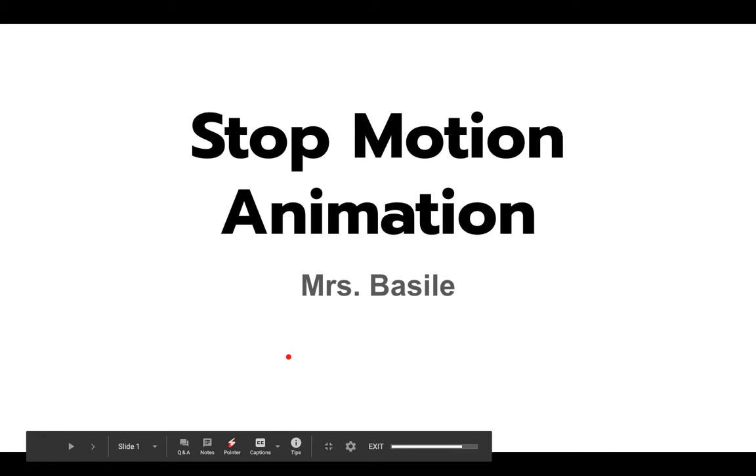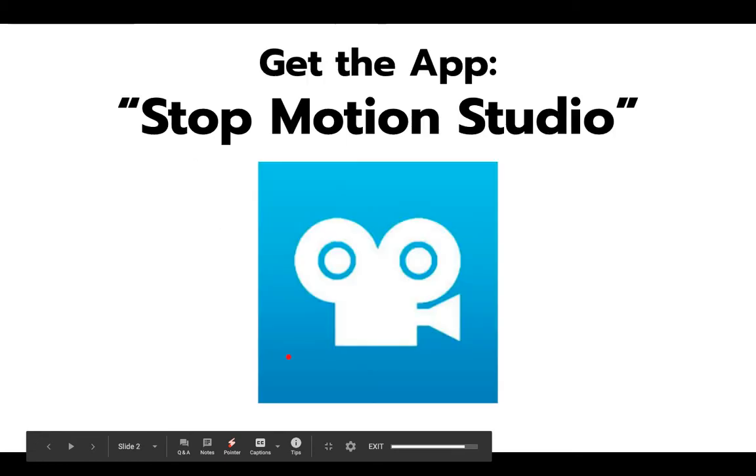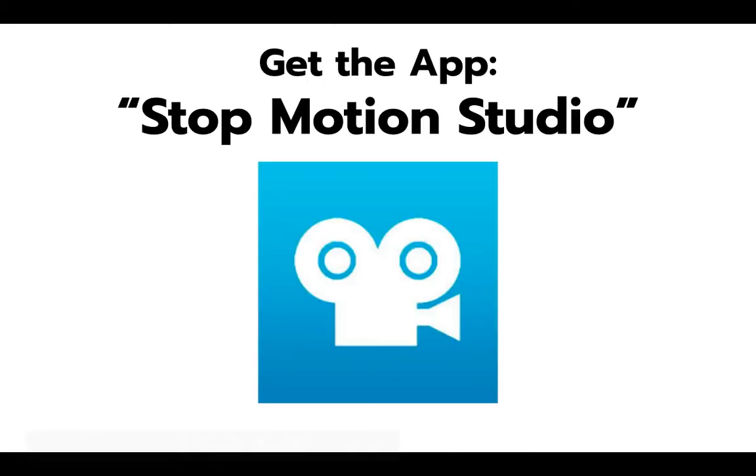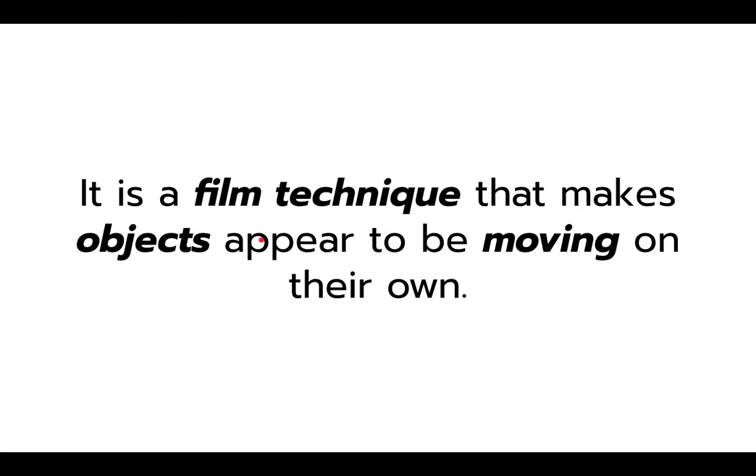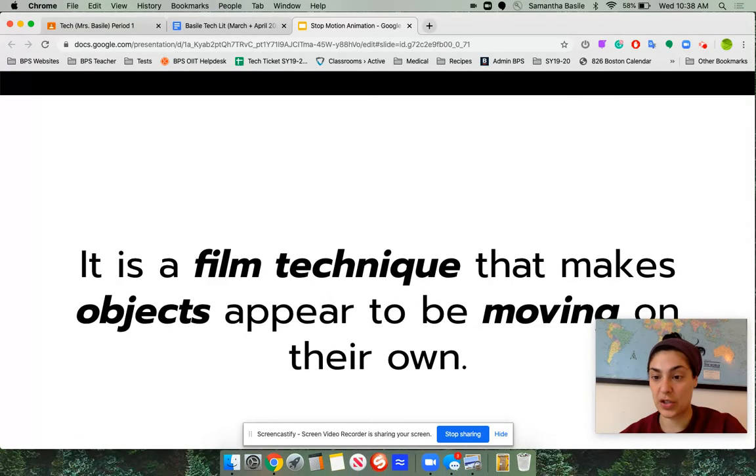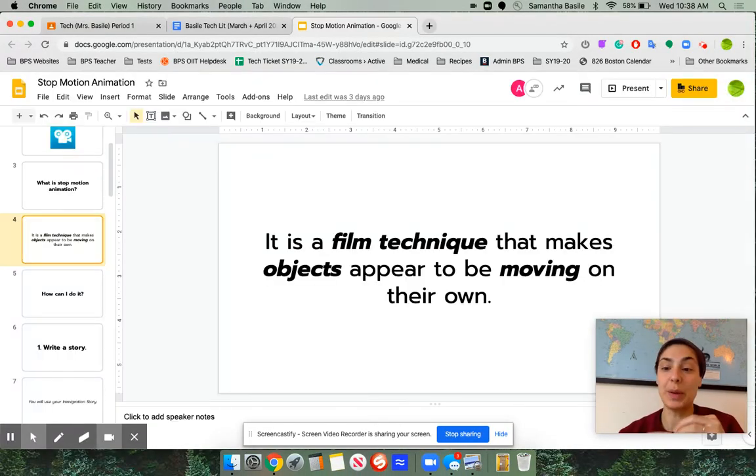Stop motion animation. On your phone, please get the app. It's called Stop Motion Studio. What is stop motion animation? Stop motion animation is a film technique that makes objects appear to be moving on their own. It's when, in other words, we put many pictures together, and when we put them together, it looks like a video.